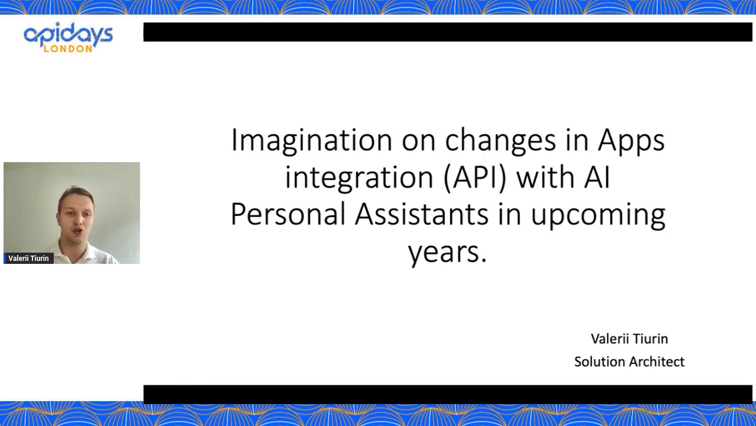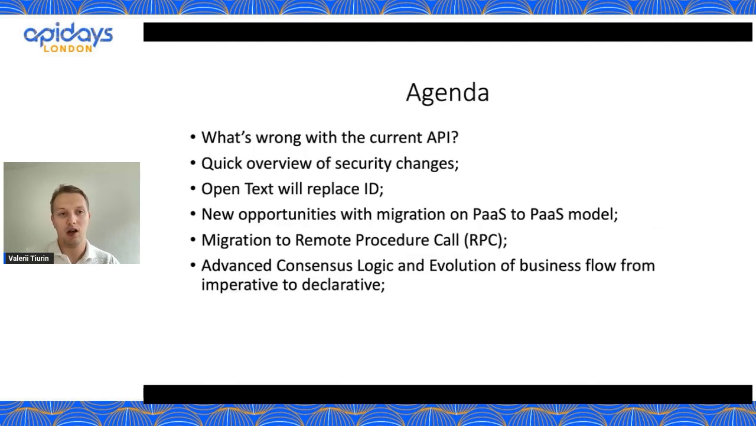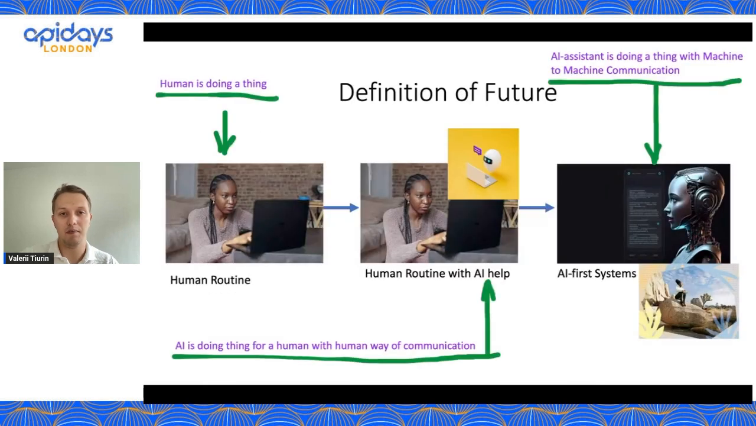And today I want to talk about imagination and changes in apps integration API with a personal assistant in upcoming years. Today we will speak on what's wrong with the current API, a quick overview of security changes, my bet that open search will replace ID search, new opportunities with migration on PaaS to PaaS model, migration to remote procedure call, RPC, advanced consensus logic, and evolution of business flow from imperative to declarative way.